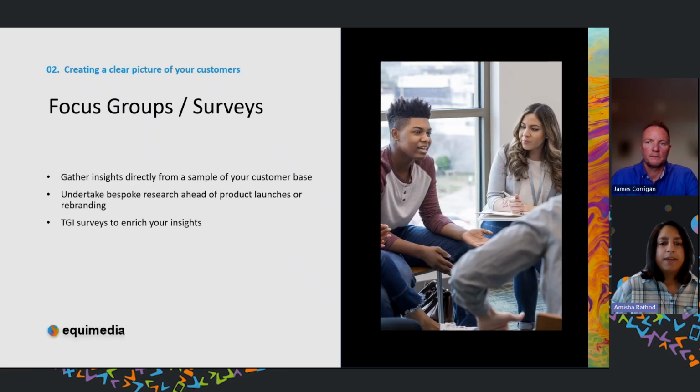Lastly, opening up a direct dialogue with your current customers can allow you to gather more bespoke, specific insights. Focus groups and surveys are one way to do this and can be used ahead of projects such as planning a product launch or a brand refresh. This approach is useful for understanding more about behaviours and attitudes.